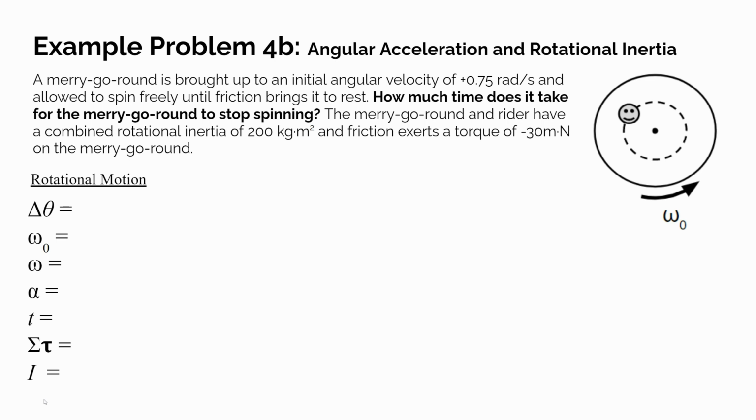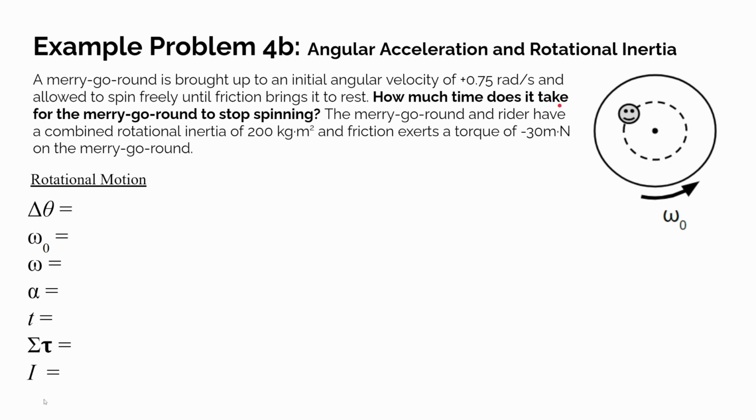So imagine we have a merry-go-round, which is brought up to an initial angular velocity of 0.75 radians per second. Maybe a kid gets on here, people push this thing, so it's spinning at a certain angular velocity. And then they stop pushing, and so it's allowed to spin freely until friction, or frictional torque, brings it to rest. Its final angular velocity will be 0. The question we're going to figure out is, how much time does it take for the merry-go-round to stop spinning?